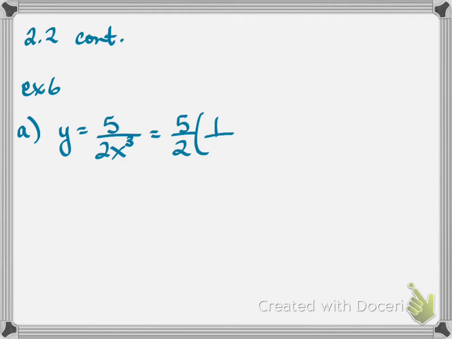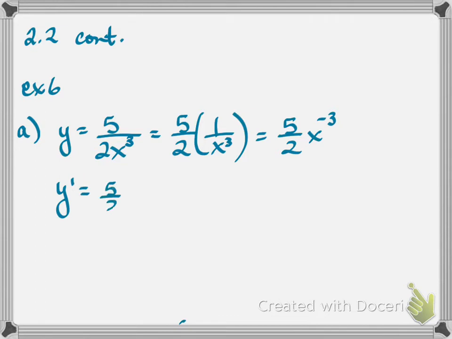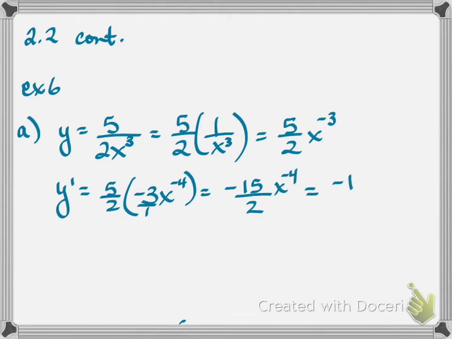I would probably see it more like this, and then I would see it more like this, and then I would take its derivative. So the derivative then would be 5 halves times negative 3x to the 1 less, so that'd be to the negative 4. And then don't forget you'll make that 3 a fraction, and it multiplies by the 5, so it's negative 15 over 2 times x to the negative 4. And now we'll kick that x to the denominator and make it positive.